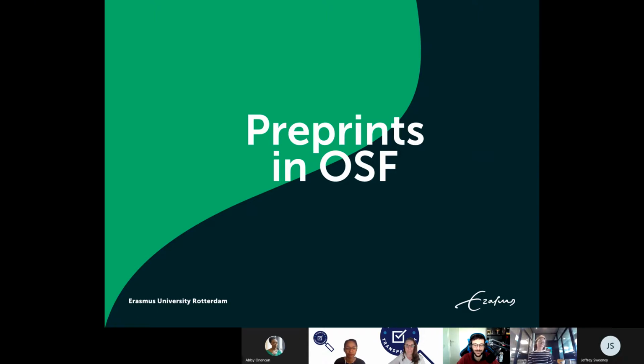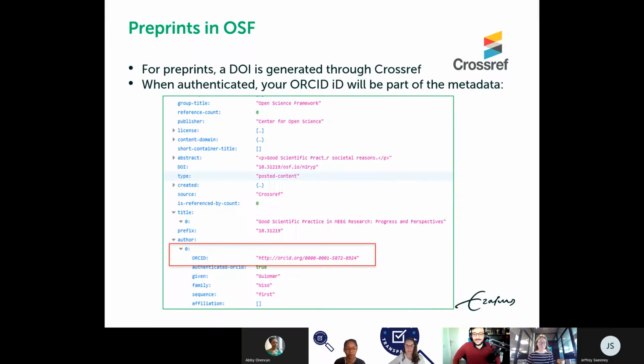So that's for pre-registration. Preprints have a bit of a different workflow. A DOI is generated through Crossref, so a different organization, and then your ORCID ID will be part of the metadata. And this is just to show an example that it's really part of the author field in the metadata of the preprint.